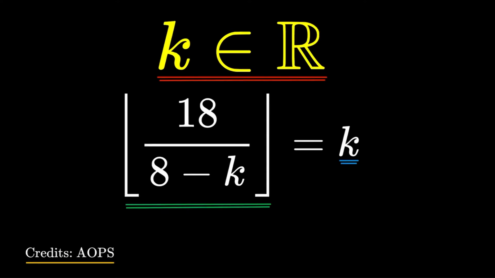K is a real number such that the following equation is true. The floor, or the greatest integer less than or equal to 18 divided by 8 minus k, is equal to k. Credits to the Art of Problem Solving community for this item.